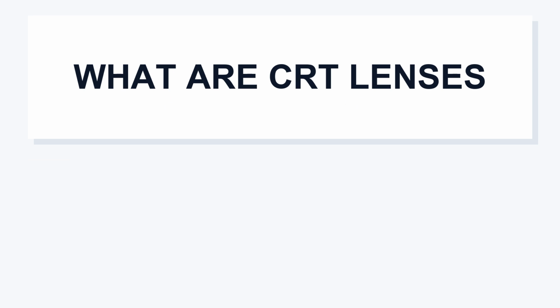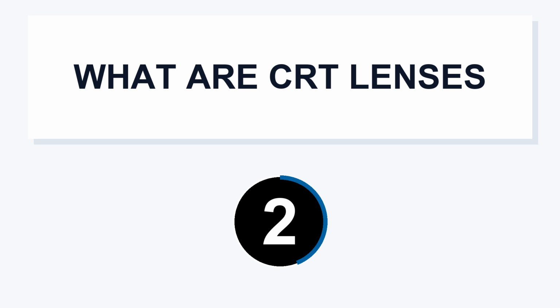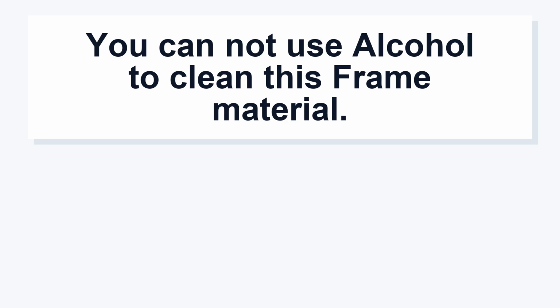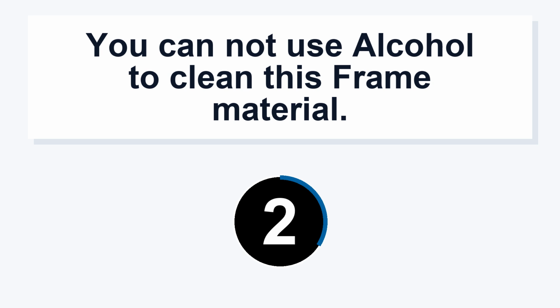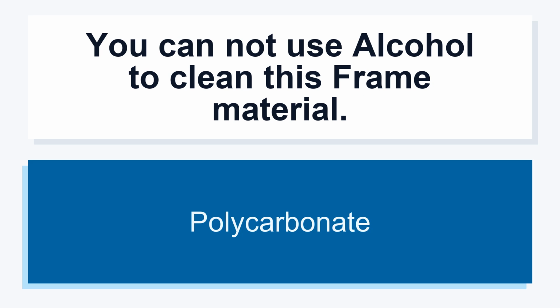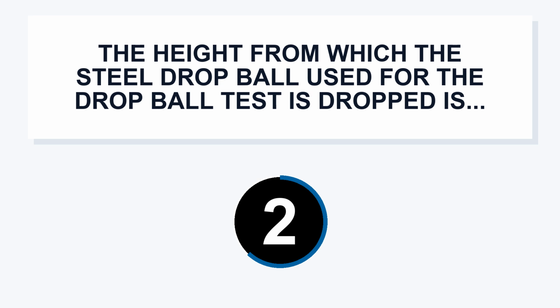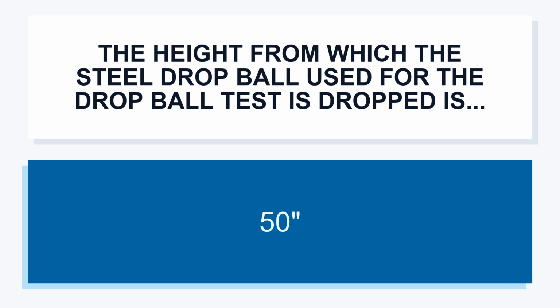What are CRT lenses? Cathode ray tube, used for computer programmers, consist of UV, tint, and AR coating. You cannot use alcohol to clean this frame material. Polycarbonate. The height from which the steel drop ball used for the drop ball test is dropped is 50 inches.